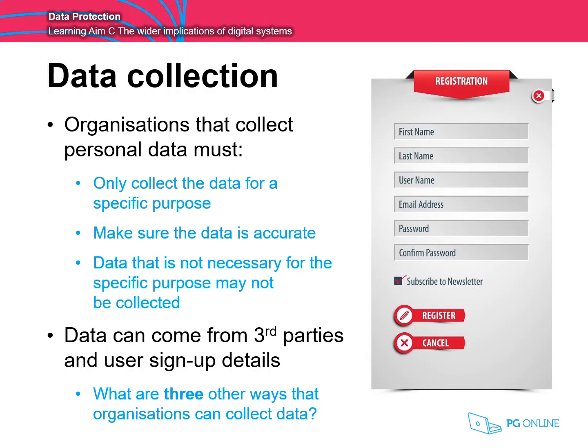When collecting data, organizations must follow some principles or rules. Some of the rules are quite obvious, such as only collecting the data for a specific purpose. If, for example, you are signing up for a Tesco Clubcard, the data can only be used for that purpose and cannot be stored by Tesco and used for alternative programs. Also, the data should be kept up to date and accurate.